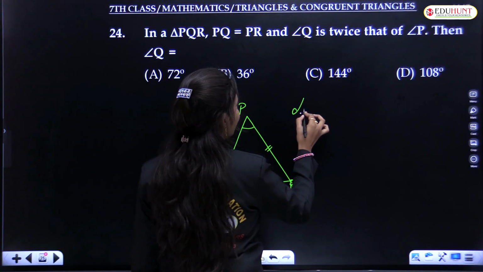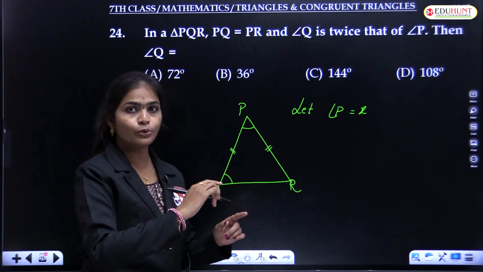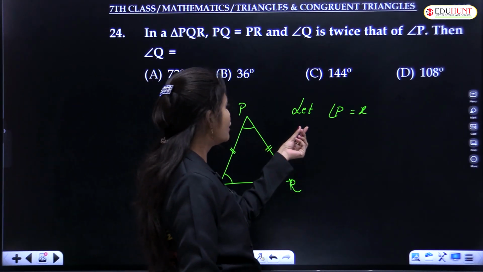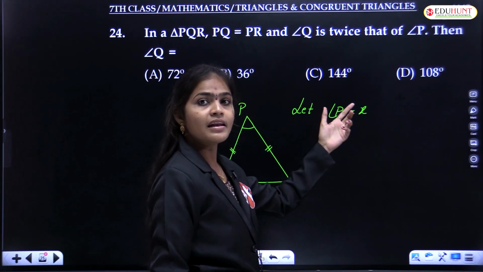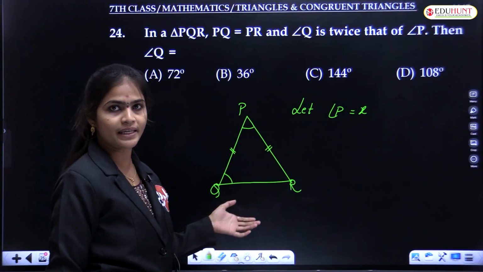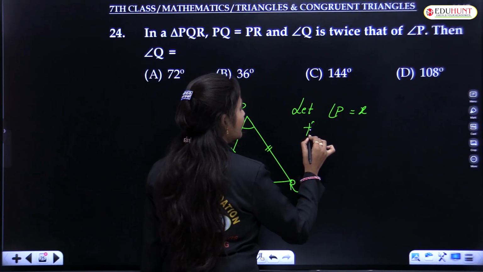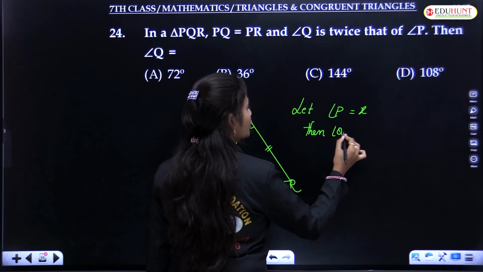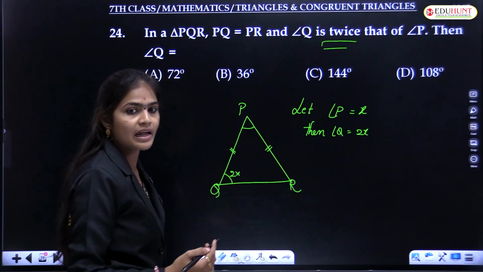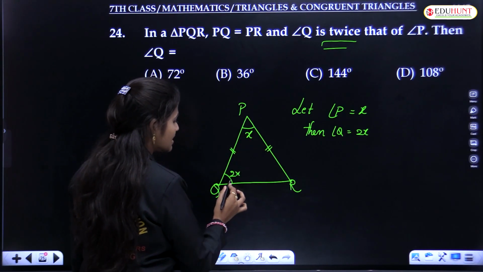So here let angle P is equals to some X. Why? Because Q is comparing with P, no? So that's why first we have to take that P value. So angle P is equals to X. Now here Q is comparing with P. So Q is 2 times of P. Okay. So Q is equals to 2X. Okay. Then angle Q is equals to 2X. Why? Because twice they are saying. Twice means 2 times, no? So that's why. Okay. So here this is X and this is 2X.